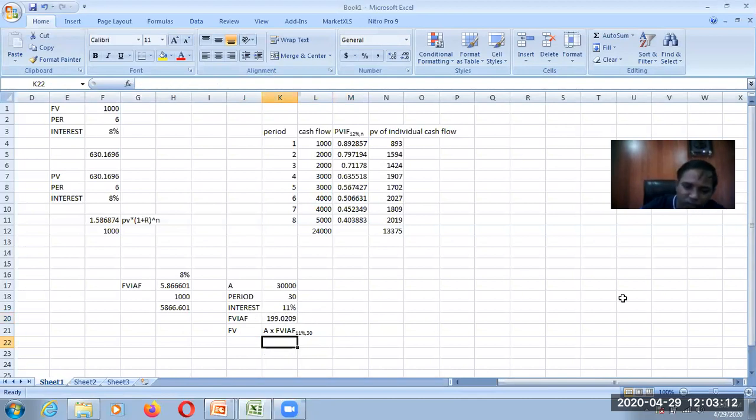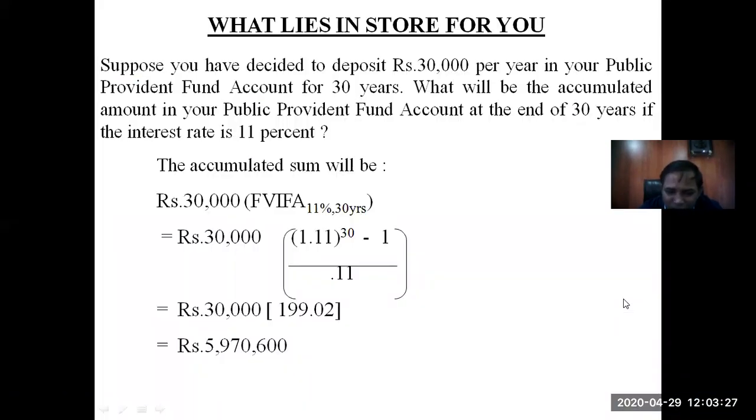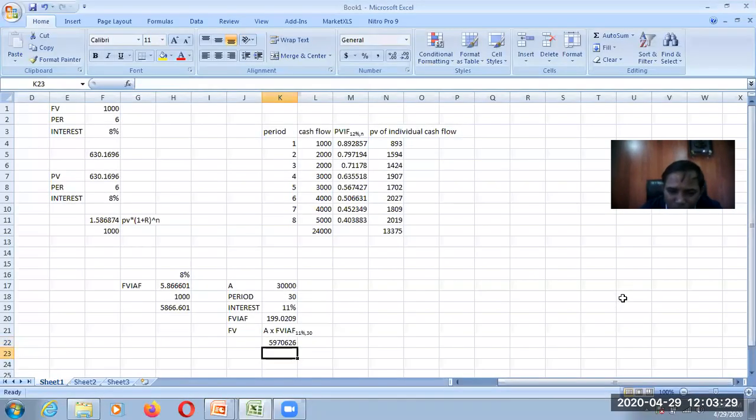So here, putting it into the formula, 30,000 rupees is the annuity value, and the future value interest annuity factor is 199. So I'm going to receive this much amount after 30 years. See, it is 5970600. This is 626 as it is calculated in Excel, and it goes to higher decimal values, and that is why there's a difference. Otherwise, it is very much an equal answer. So this is how you can calculate it.